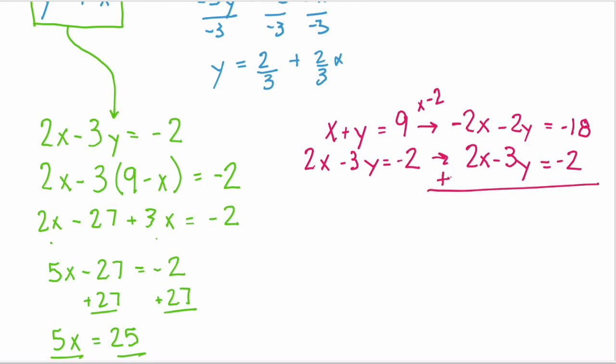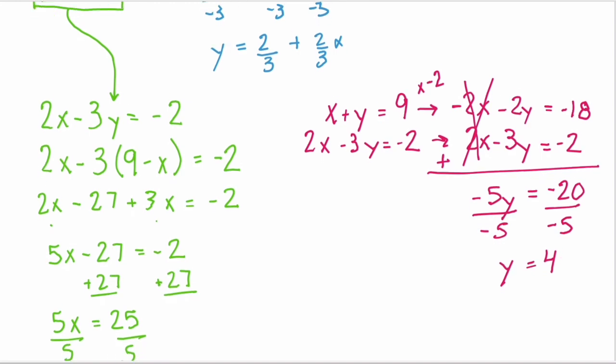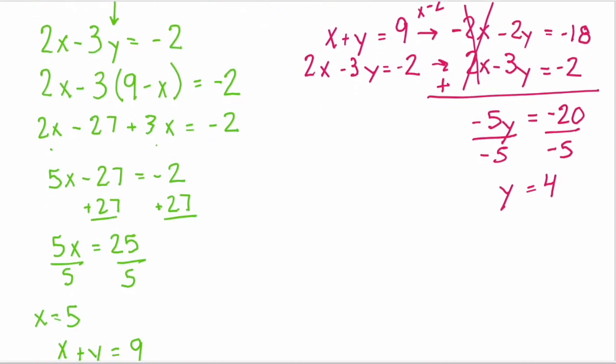Now I can add them together. The x's get eliminated. Negative 2y minus 3y gives me negative 5y. Negative 18 minus 2 gives me negative 20. Divide by negative 5, and I get y equals 4. I have my y value. Now I need my x value.